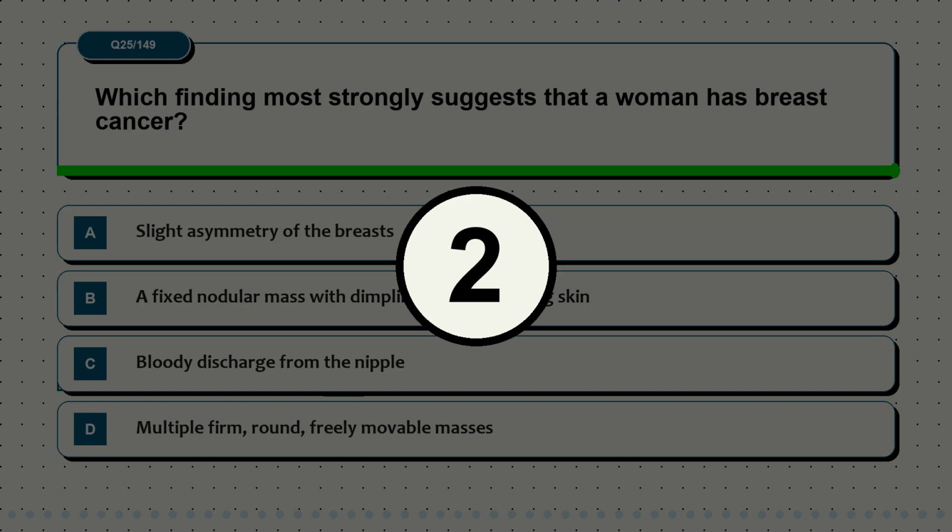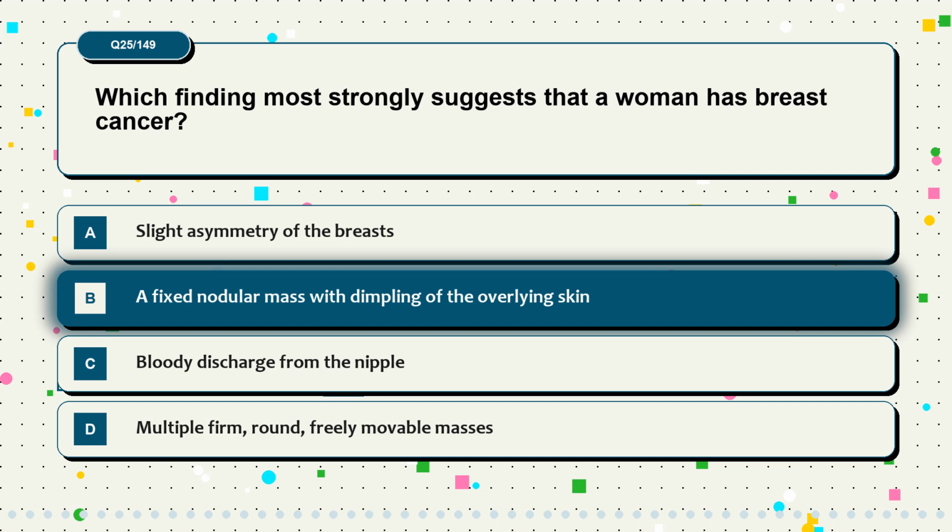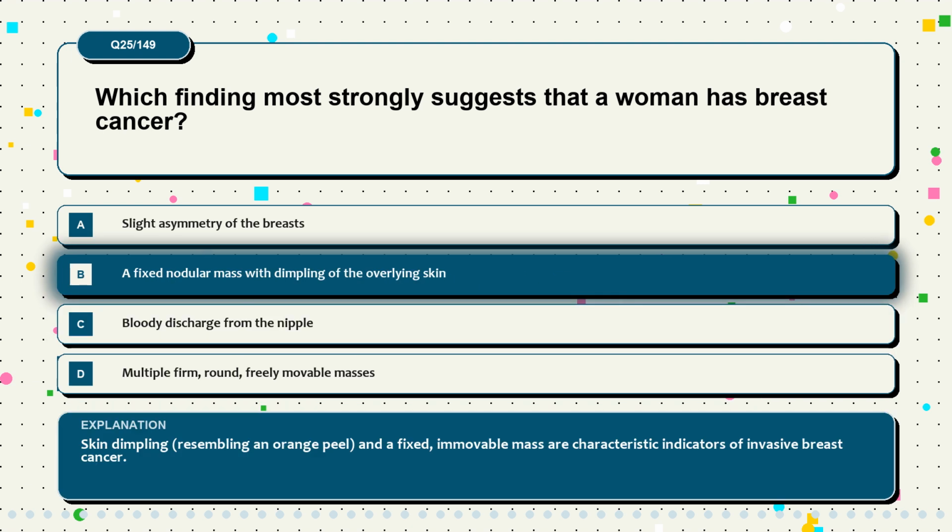The correct answer is option B, a fixed nodular mass with dimpling of the overlying skin. Skin dimpling resembling an orange peel and a fixed, immovable mass are characteristic indicators of invasive breast cancer.